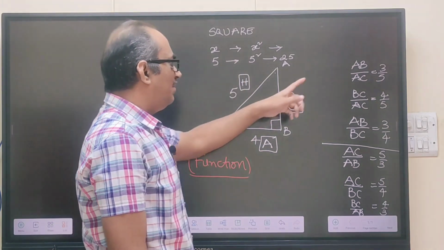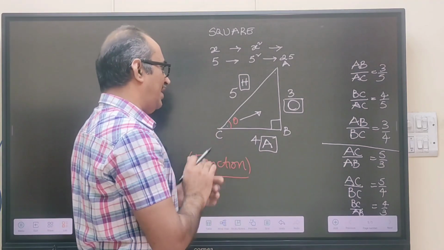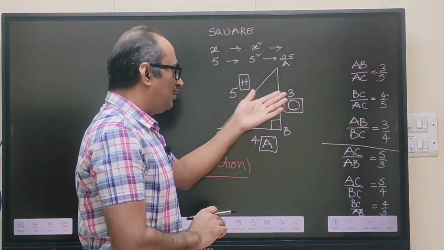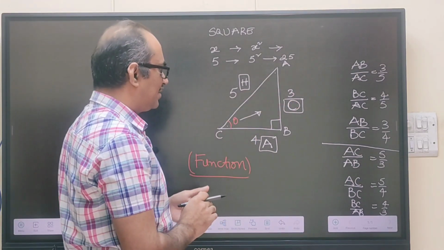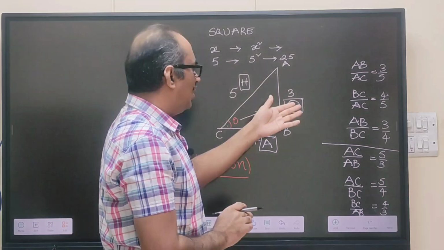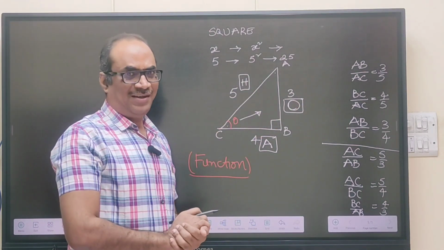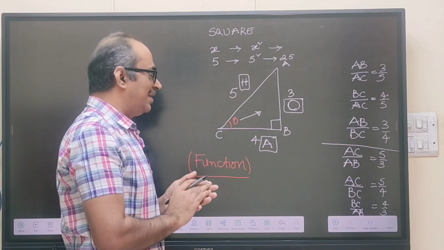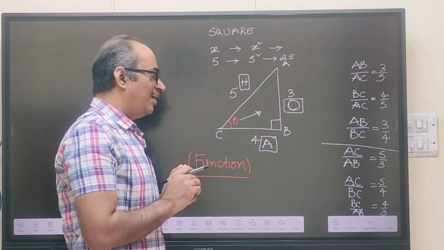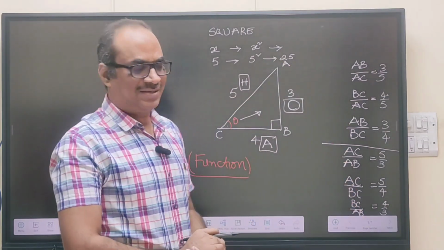So if I look at AB by AC, I can generalize this and say that if you have a right angle triangle and you are looking from one angle, then if you want to know opposite by hypotenuse, or adjacent by hypotenuse, or hypotenuse by opposite, you have different trigonometric functions. These functions take the angle of the triangle as the input, and according to that they will give you the different ratios of the sides.